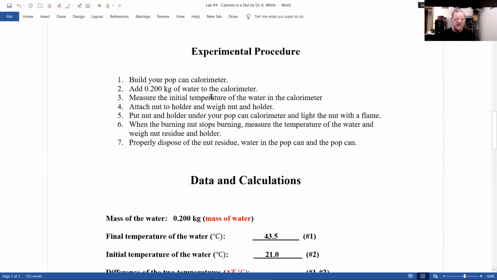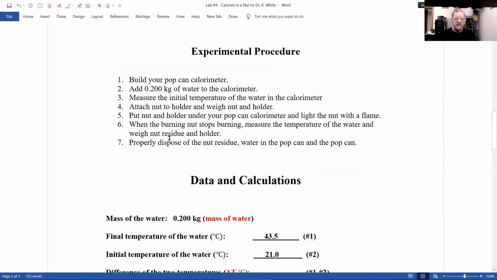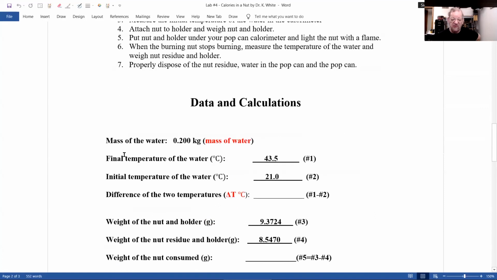Now here's the procedure. Now let's look at the data and calculations. This is this way, if you were in the lab, I'd be handing you this to help you out with what's in your lab book. Now, the mass of the water has to be in kilograms. She used 100 milliliters, which is 100 grams. We always use 200 grams, which is 0.200 kilograms, 3 significant figures.